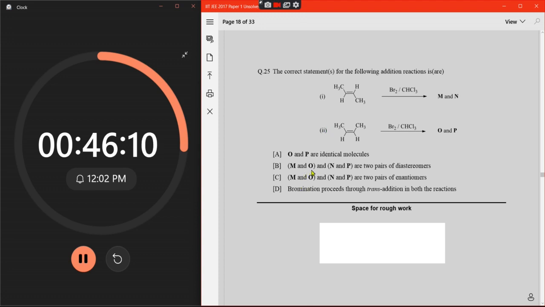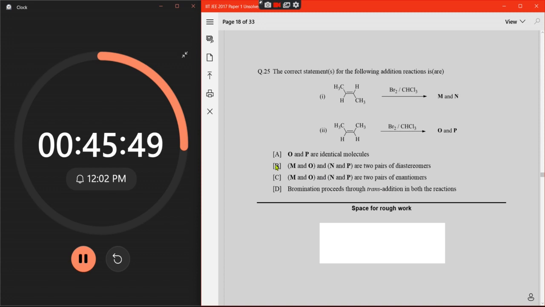हाँ ठीक है ना. M and O and N and P are two pairs of diastereomers. Wait. Oh, like M is diastereomeric with O and N is diastereomeric with P. So yes, actually that's right. M and O and N and P are enantiomers. No. Bromination proceeds trans, whatever. B is correct. 25 का P correct है.